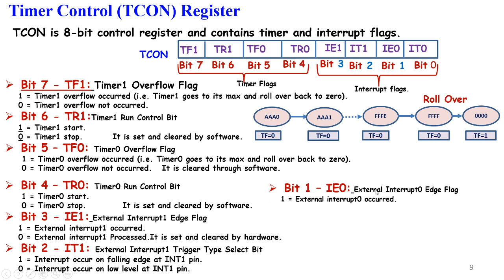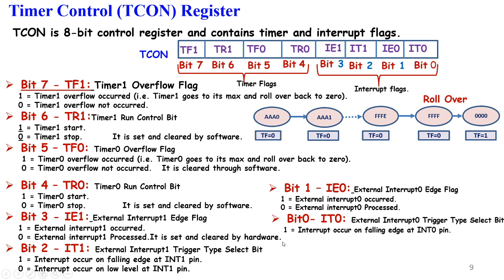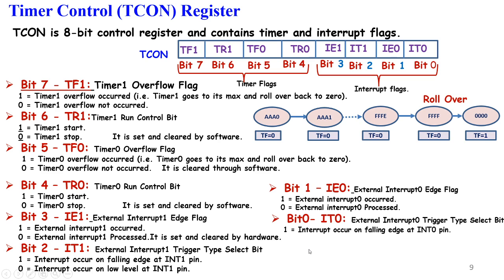Bit 1 is the external interrupt 0 edge flag. When it is 1, external interrupt 0 occurs, INT0. And when it is equal to 0, there is no external interrupt 0. Bit 0, IT0, is the external interrupt trigger type select. When IT0 is 1, the interrupt occurs on the falling edge of INT0, and when it is equal to 0, the interrupt occurs on the low level of the INT0 pin. So this is about the timer control register.